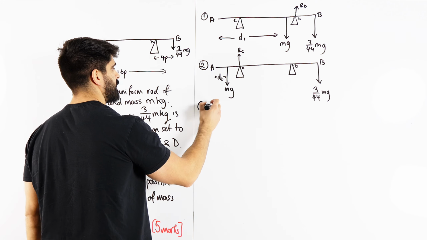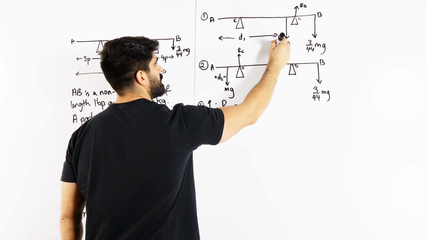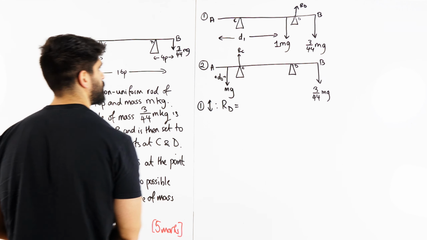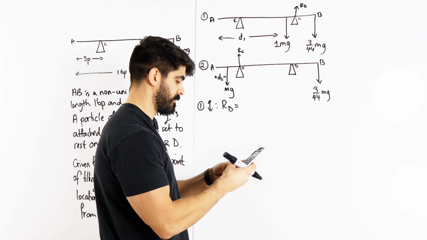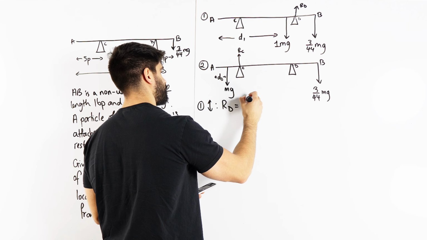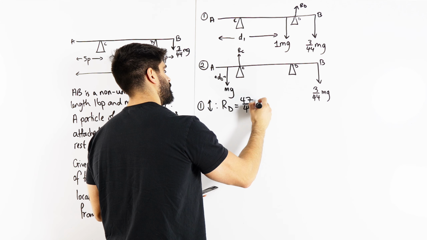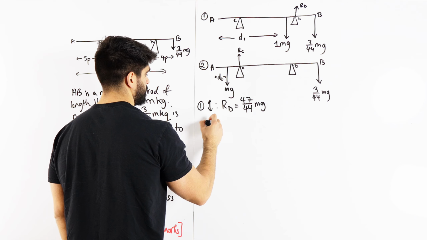So looking at the up equals down, we're going to say RD is 1 mg plus 3/44 mg, which is 47 over 44, 1 plus 3 over 44. Yeah, 47 over 44 mg. Now let's take moments about A.